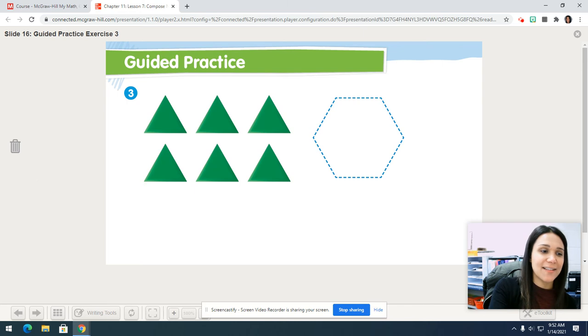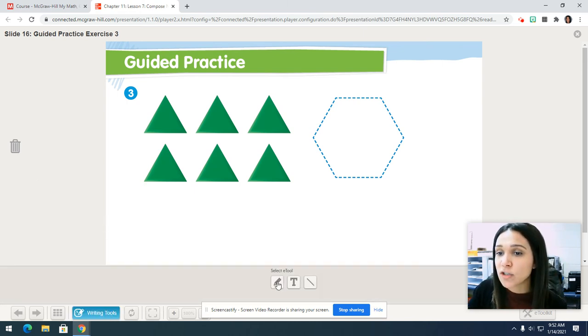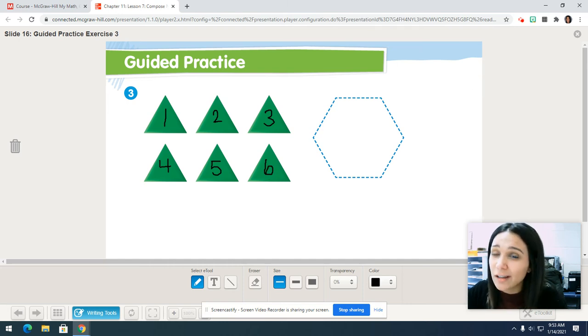All right, boys and girls. Ooh, this one's a good one. Let's count how many triangles we have to see what composite shape we're making. Remember, write your numbers in the triangles. Here we go. 1, 2, 3, 4, 5, 6. Okay, this is going to be a little tricky.